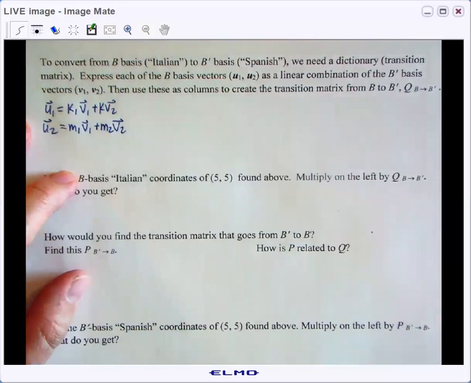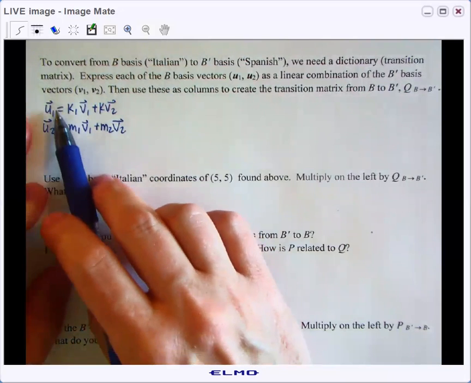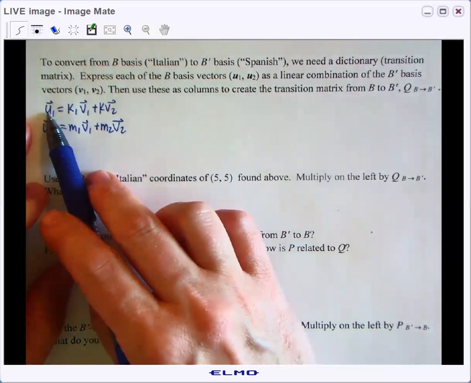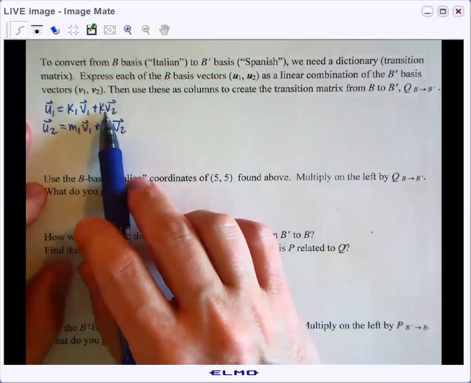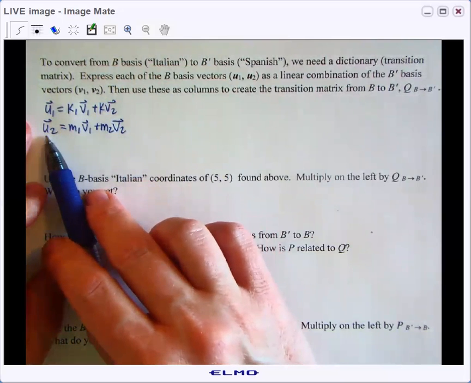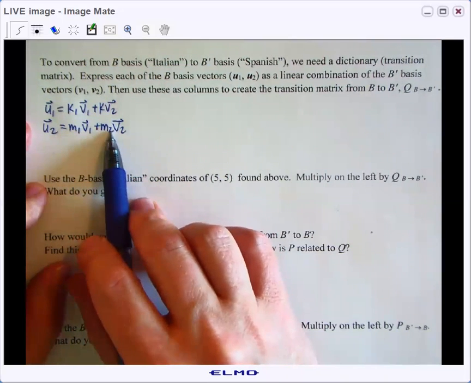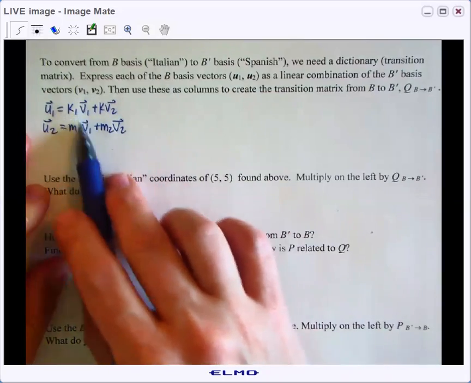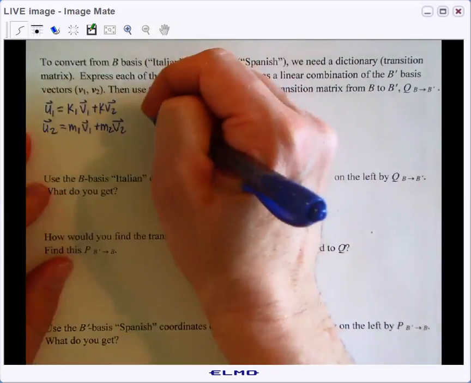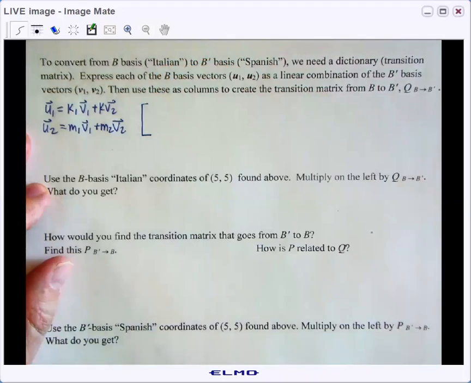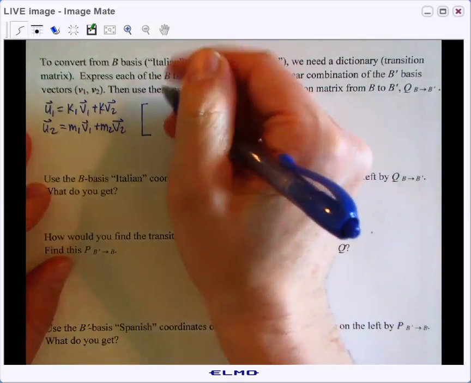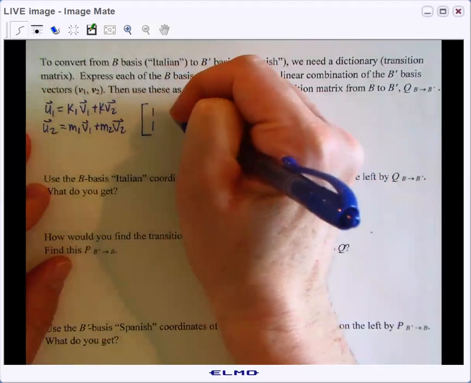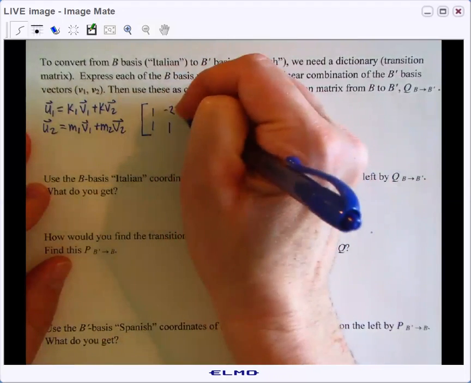Okay. Notice that we're writing the U vectors as linear combinations of the V vectors. We're taking the B vectors and writing them as linear combinations of the B prime vectors. Now this is going to give me the same coefficient matrix, where V1 was 1, 1, and V2 was -2, 1.